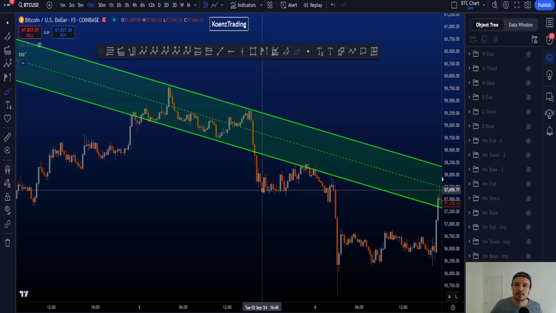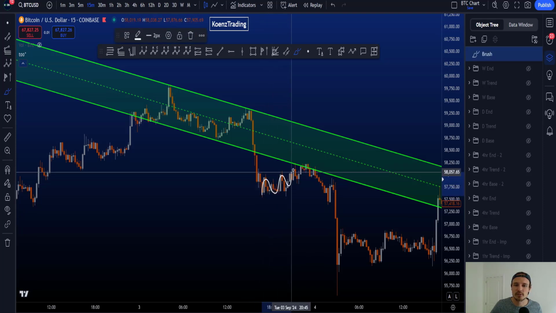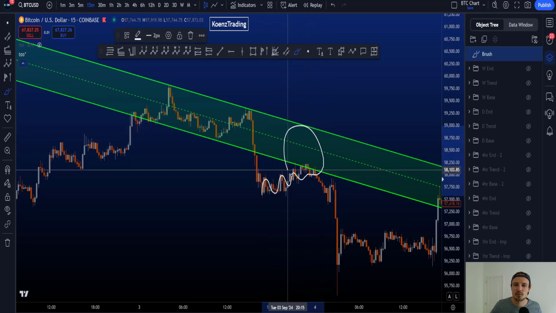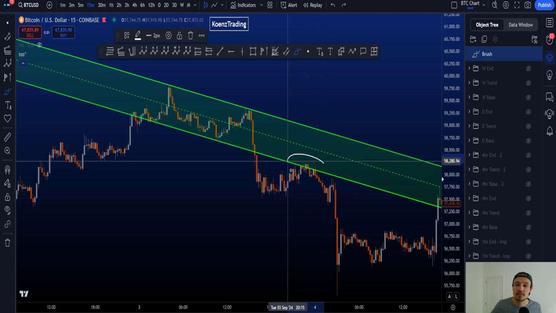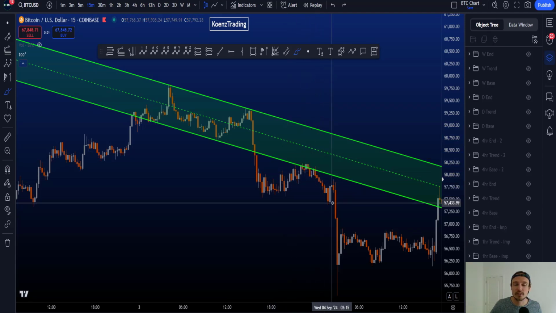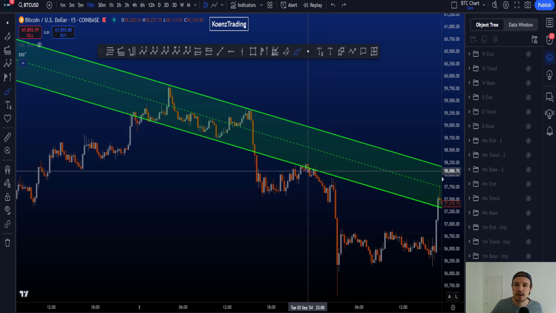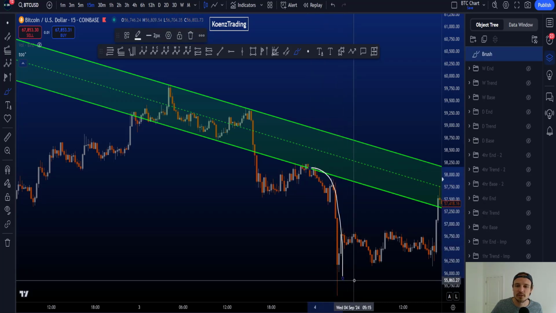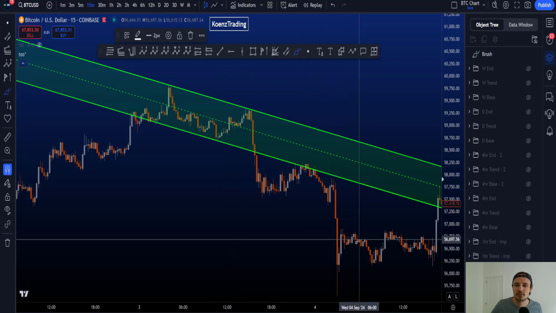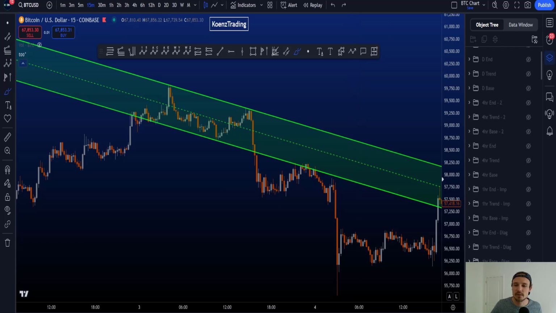What we are then looking for is a corrective sideways structure in a wave 4, moving back towards the base channel. Here we touched the lower trend line of the base channel, which is perfectly fine, and then we got a rejection and continuation to the downside, taking out the low, which is then our wave 5.